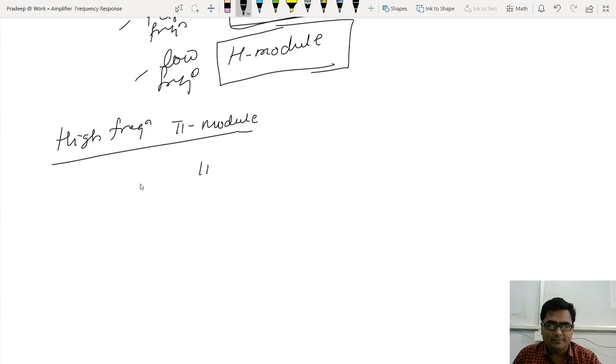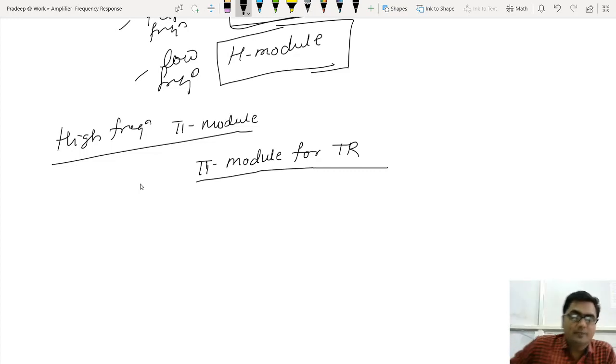So the pi model for a transistor. The most important thing is that we are in the amplifier world. We are in the world of amplifiers. We are taking the frequency response of an amplifier.